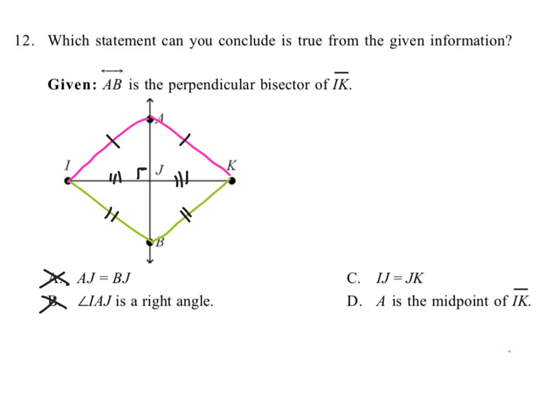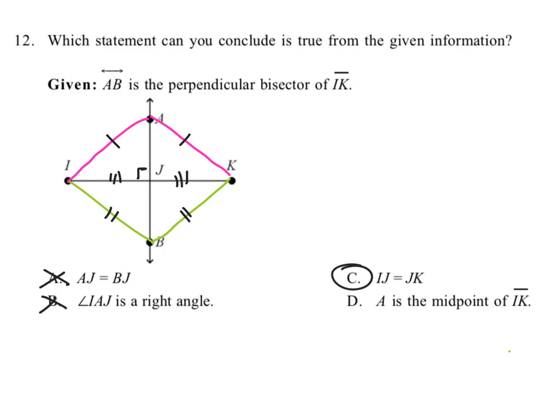Okay. IJ is congruent to JK. We know that AB is bisecting IK, so that means that this length is equal to this length. So we know that that's true.